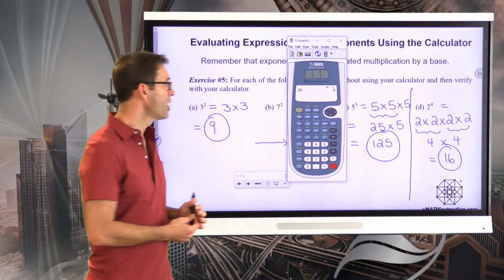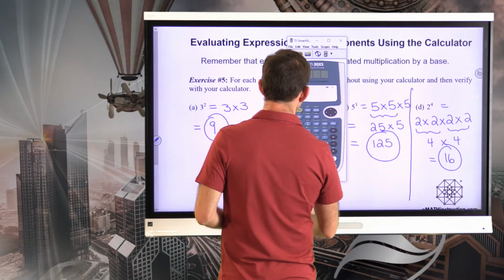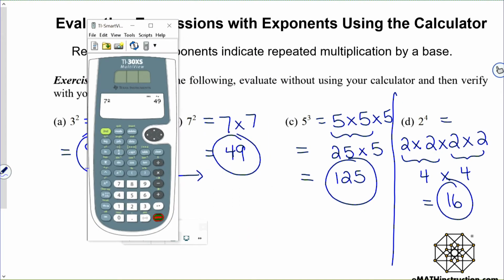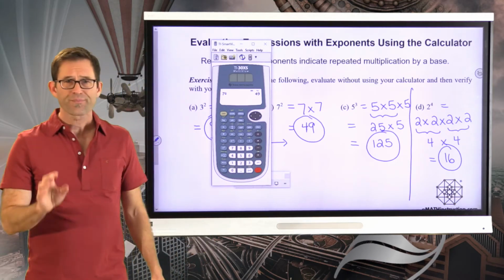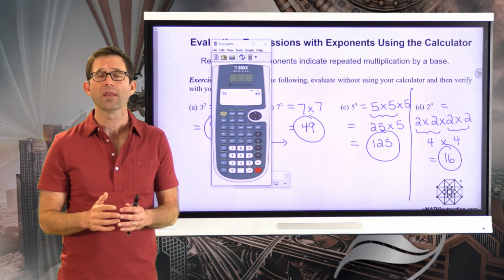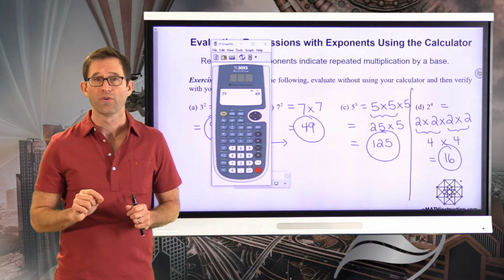All right, simple enough. We already know where the squaring button is on our calculator. 7 squared, enter, and there's our 49. Great. Now, raising a number to the 2nd power is extremely common in math. It happens all the time, which is why there's a special button devoted to it.